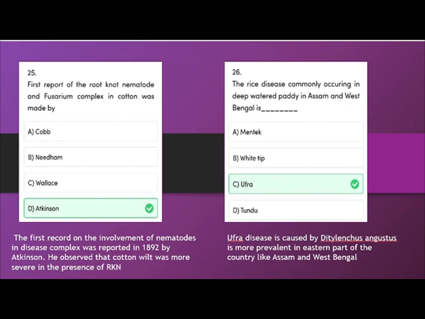Now come to the 26th question. The rice disease commonly occurring in the deep water paddy in Assam and West Bengal is, and the answer is Ufra. Ufra disease is caused by Ditylenchus angustus, and it is more prevalent in the eastern part of the country like Assam and West Bengal, and Butler found it in Noakhali district of Bangladesh.